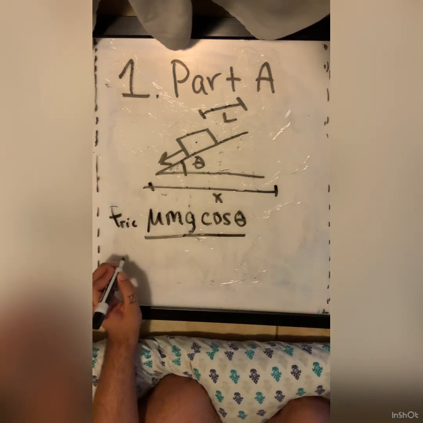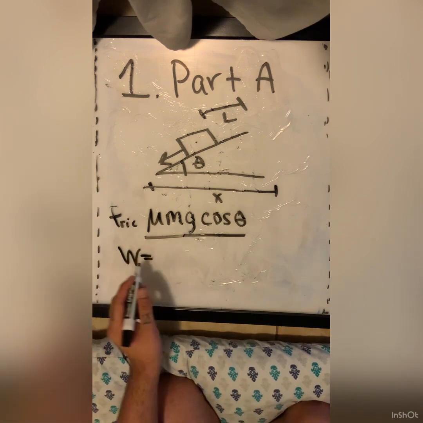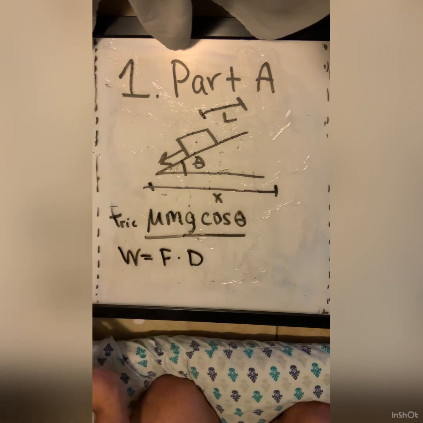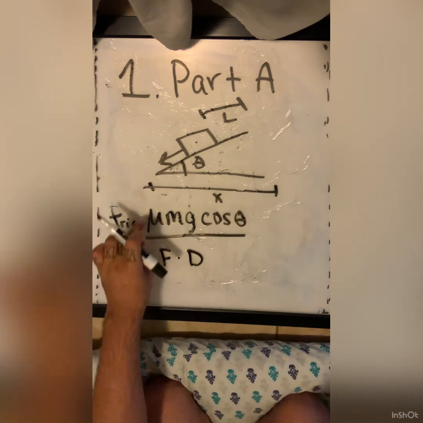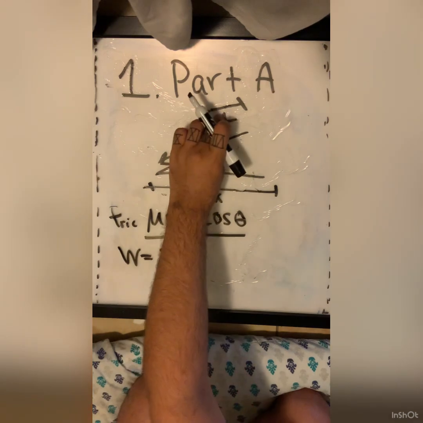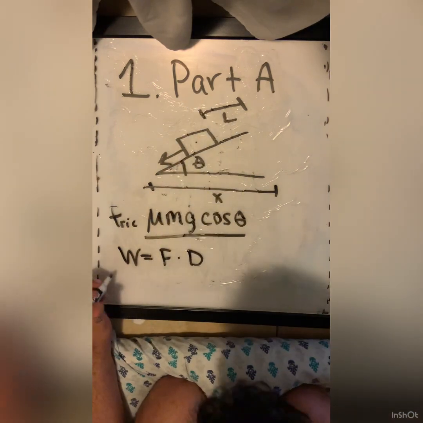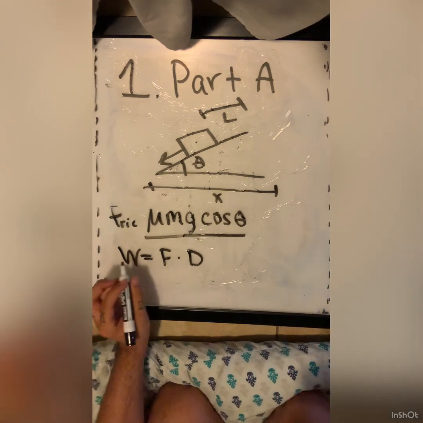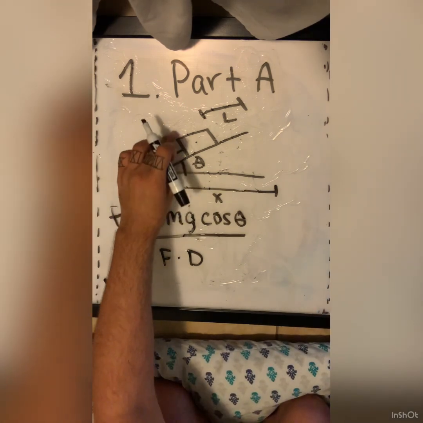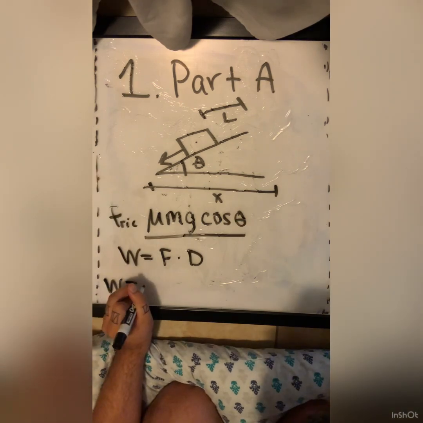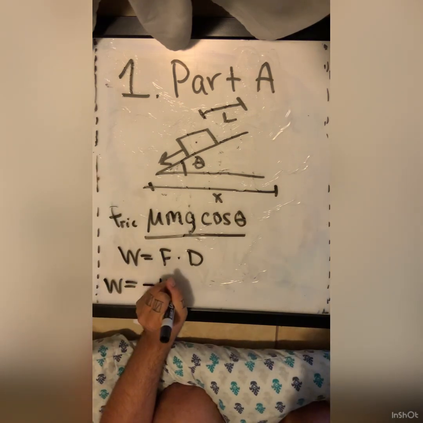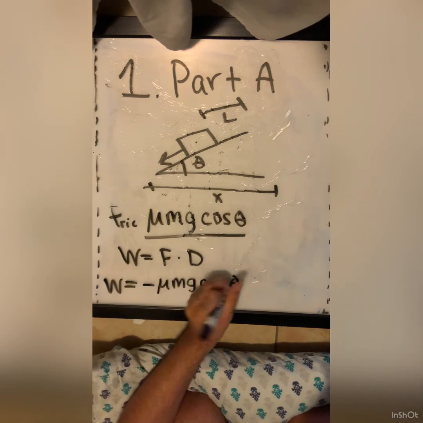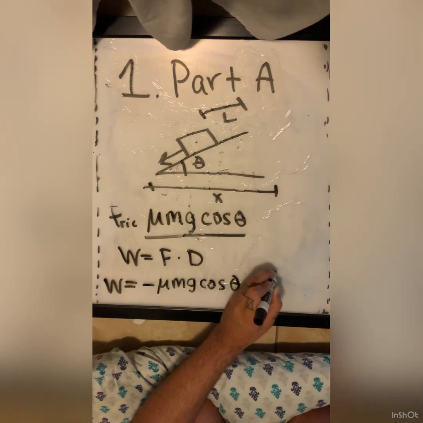Now, work is equal to force times distance, so we're going to plug in our friction force and our variable for distance, which is L. And we get the answer, which is equal to the work done by friction. And since it's in the opposite direction, the friction force is negative: friction coefficient times the weight times cosine theta times the distance.